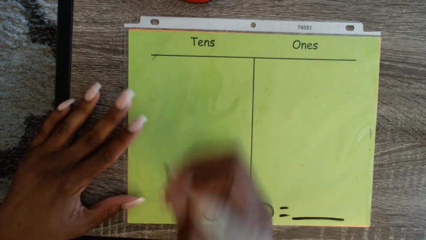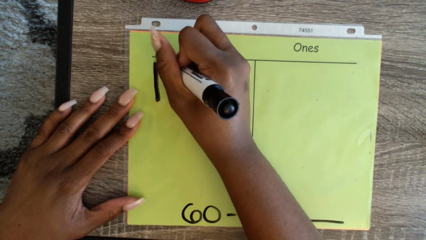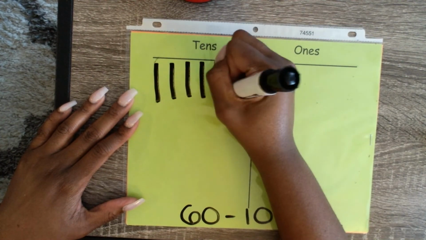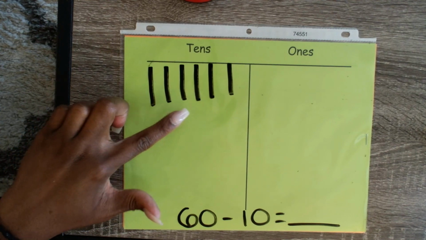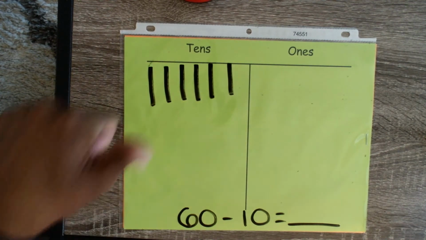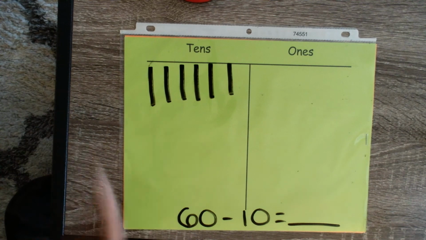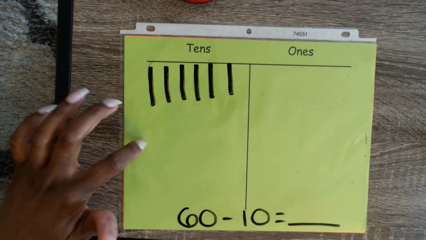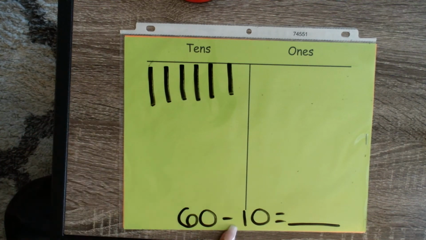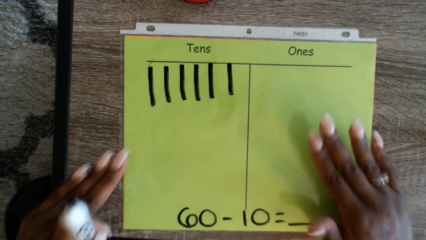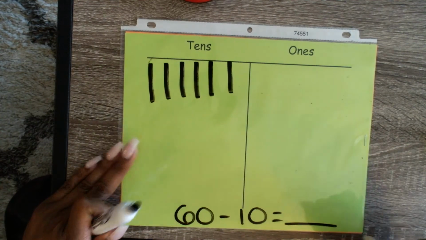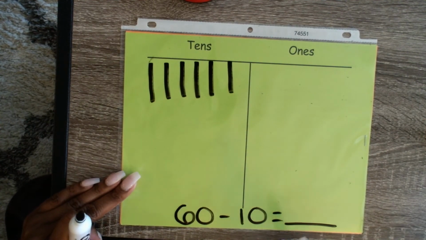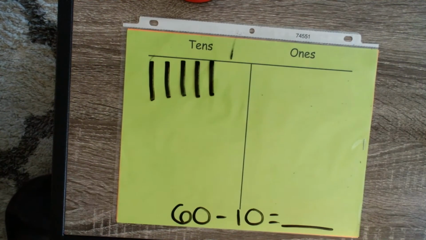So let's build 60. We need 6 tens. So 1, 2, 3, 4, 5, 6. Let's make sure we have 60. 10, 20, 30, 40, 50, 60. Good job, we have 60. Now here's where kids get confused. A lot of times they want to add a 10, but we're not adding, we are taking away. That's why I love this resource that I made, because it's easy to erase. We're going to get rid of 10. Just like that, it's gone.